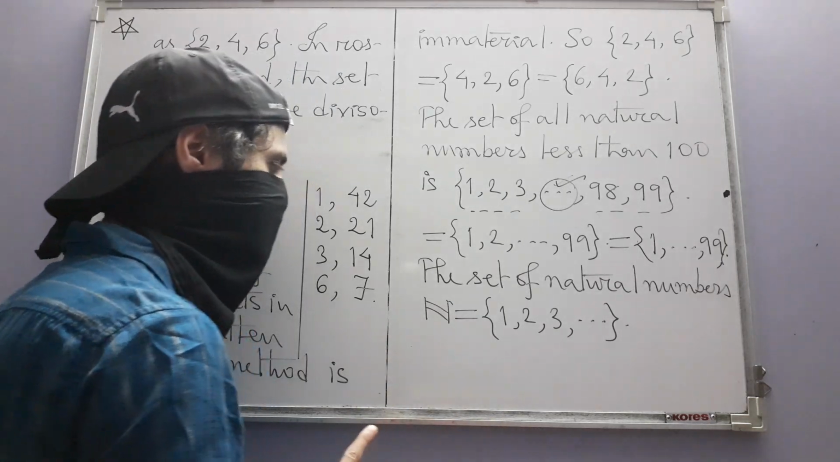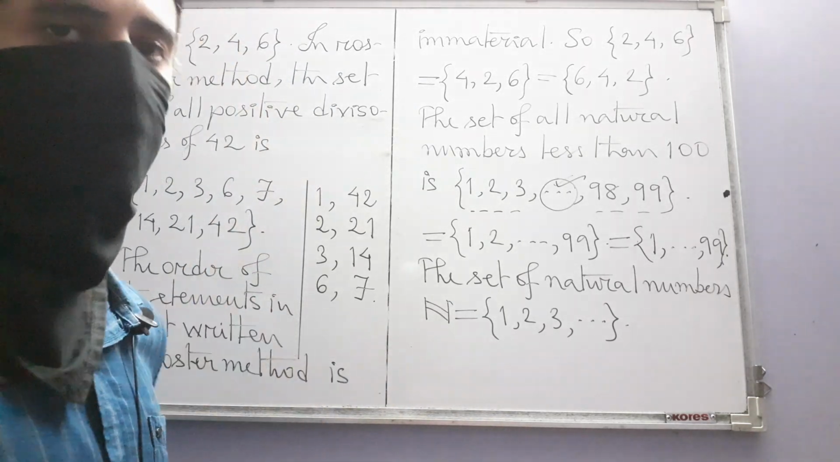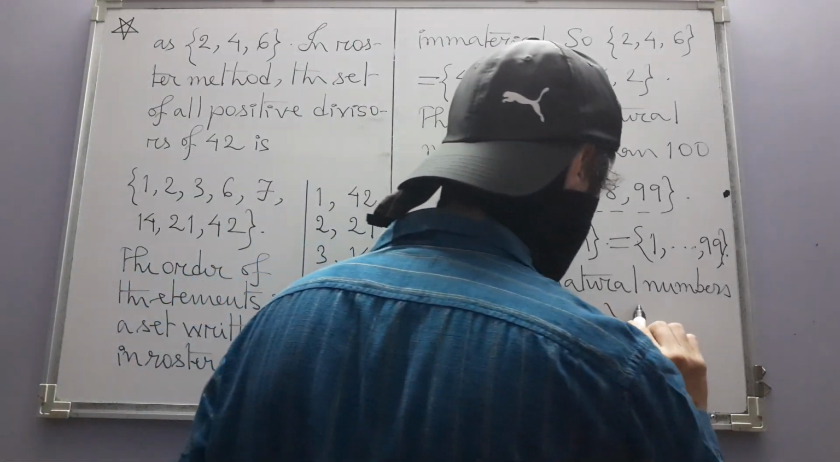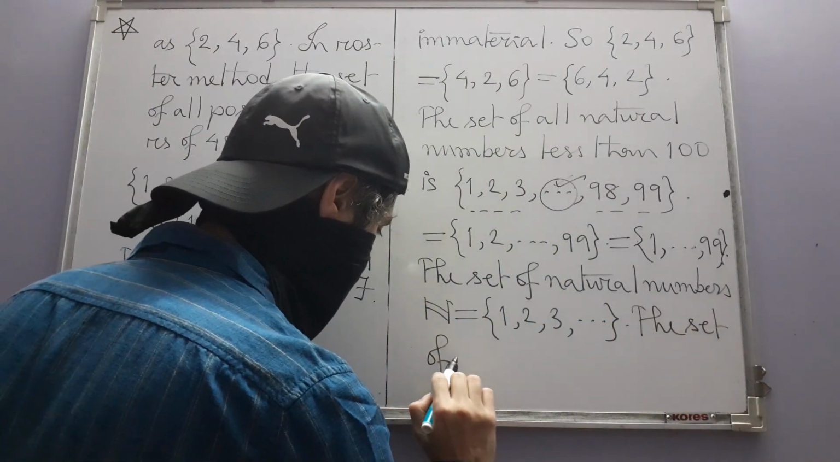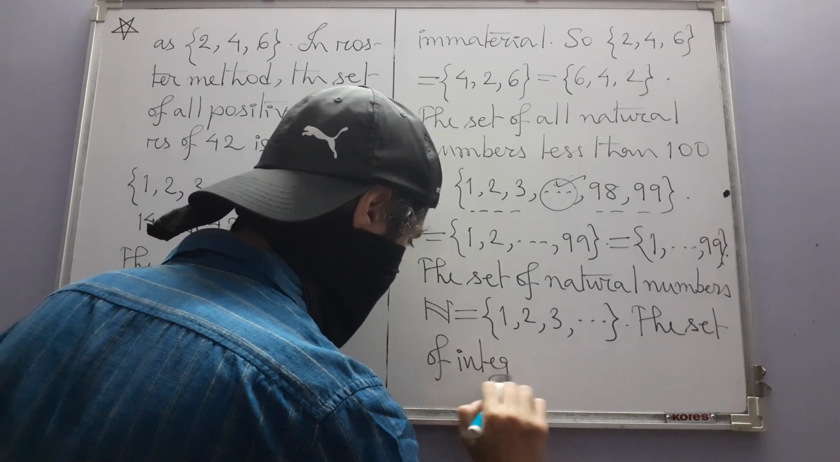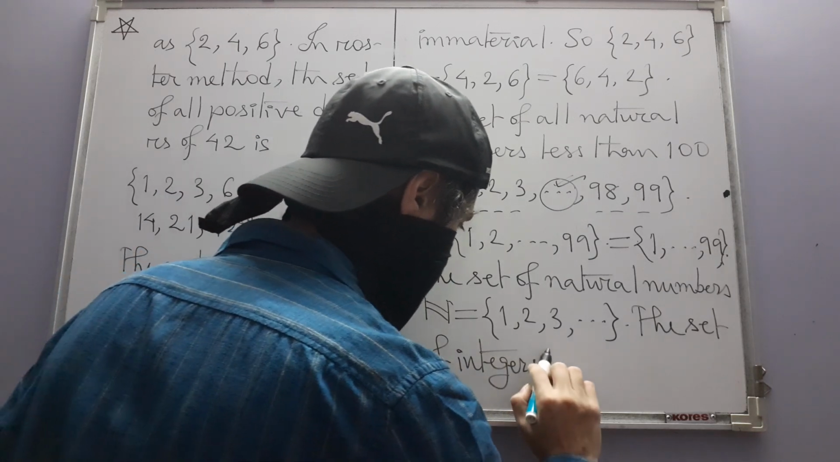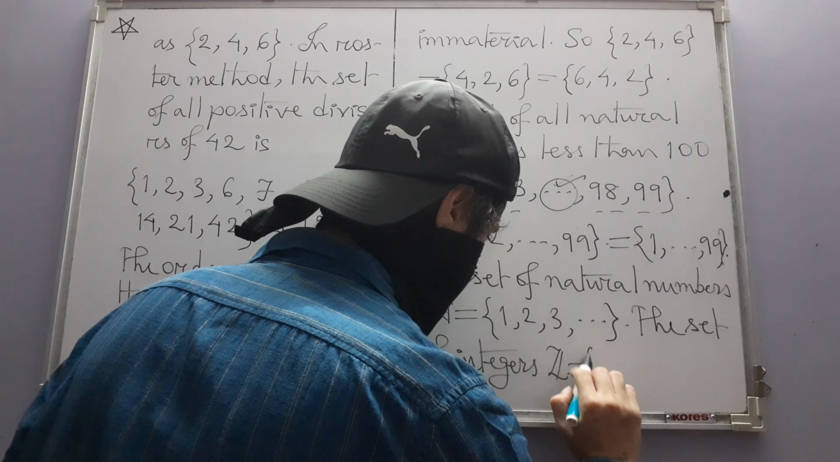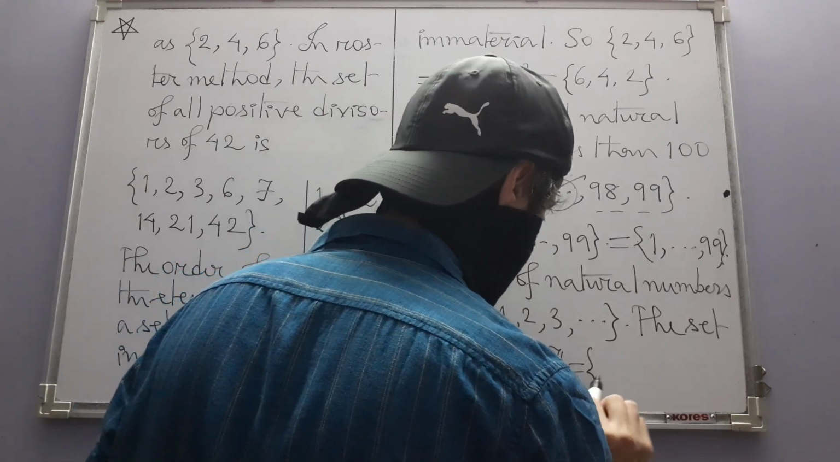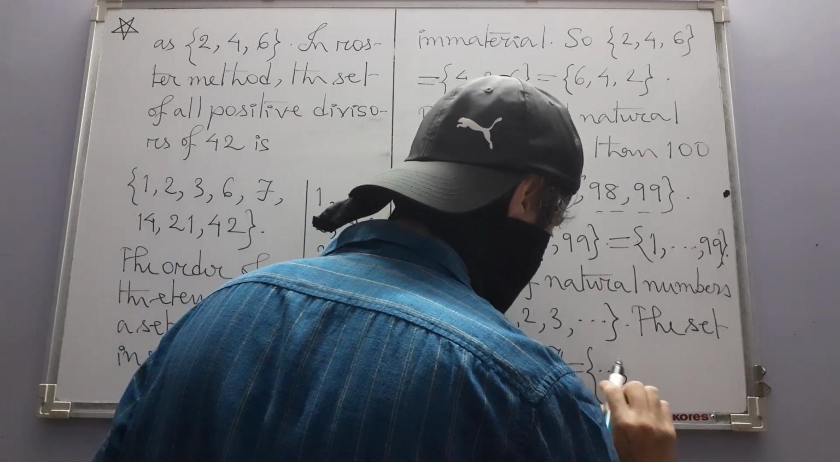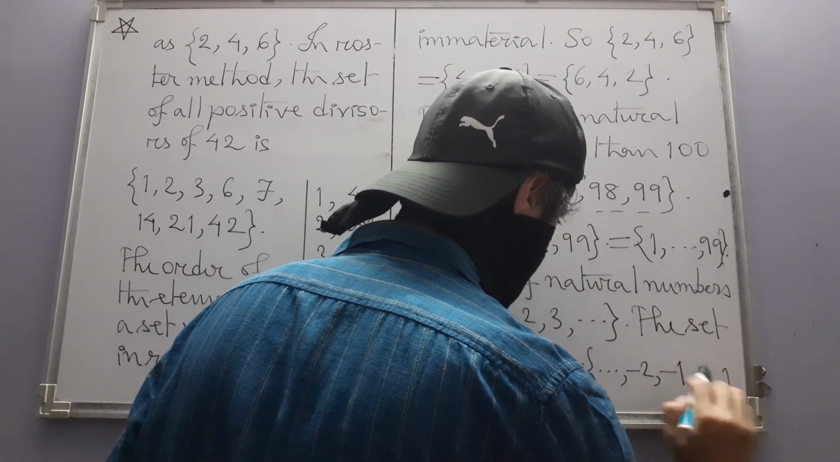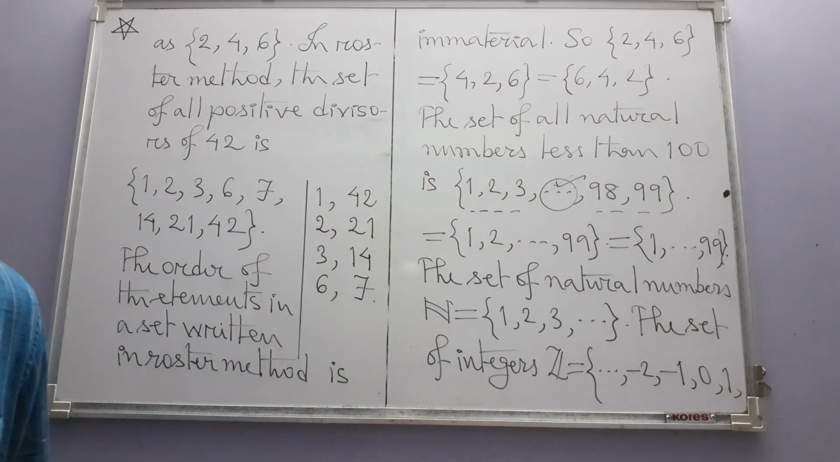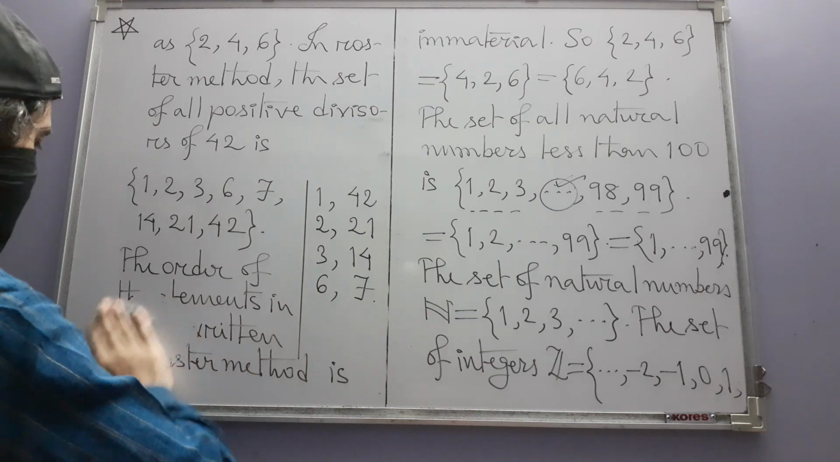And you may also have to use ellipsis more than once. For example, the set of integers is written in roster form sometimes like this: ellipsis, -2, -1, 0, 1, 2, and then again ellipsis.